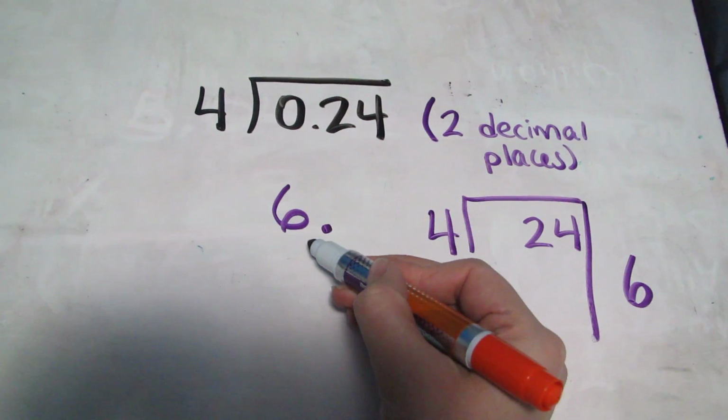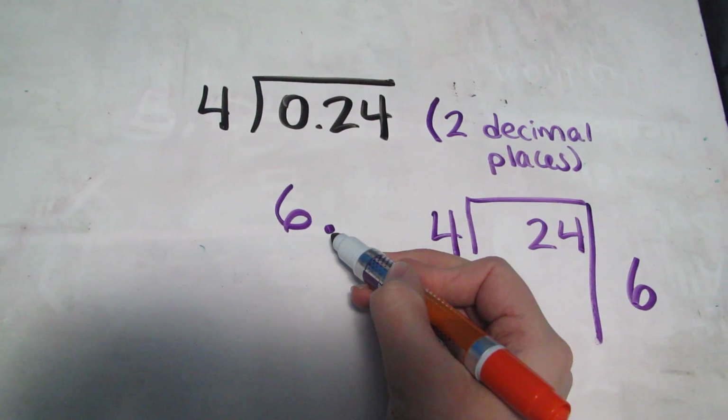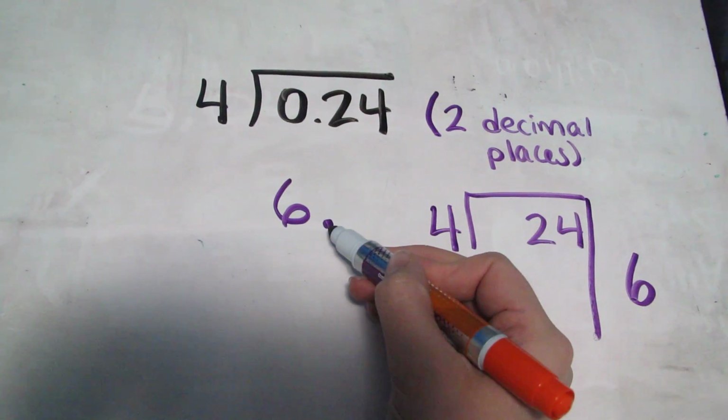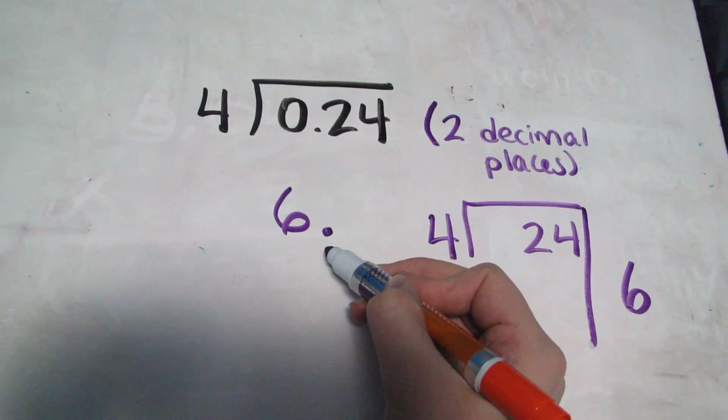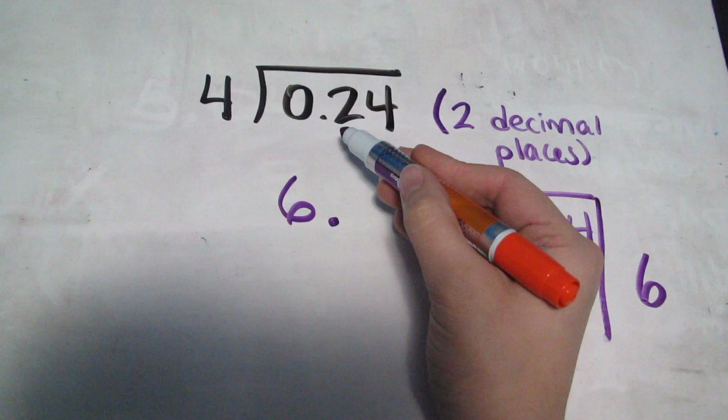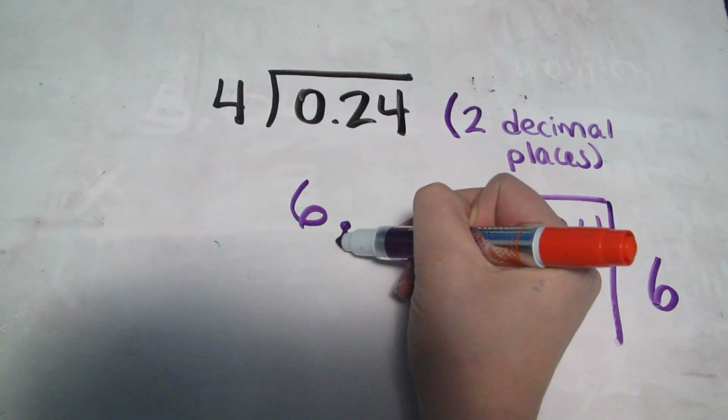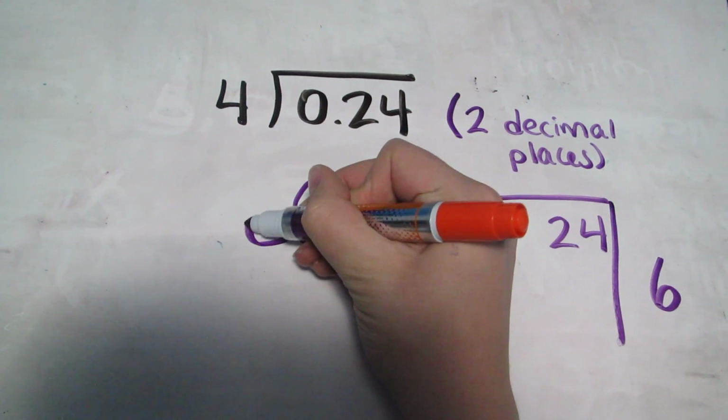Now, normally when you see a whole number, the decimal is not there. But in this case, we're going to put it there so we're able to move it. And we need to move it 2 decimal places. 1, 2.